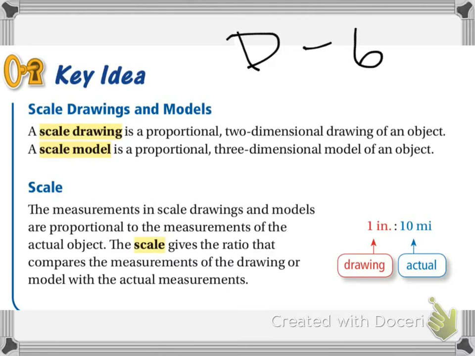The scale gives the ratio that compares the measurement of the drawing or model with the actual measurements. So here would be an example, 1 inch to 10 miles. So in the drawing, 1 inch is going to be equal to 10 miles in the actual. Most often when we see these scales, you'll notice that there are different units. We've got inches and we've got miles. And sometimes we will change it all to the same unit, and that's a scale factor. But first we'll just take a look at scales and then we'll move to scale factor.